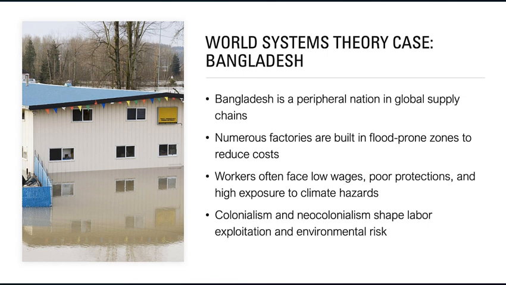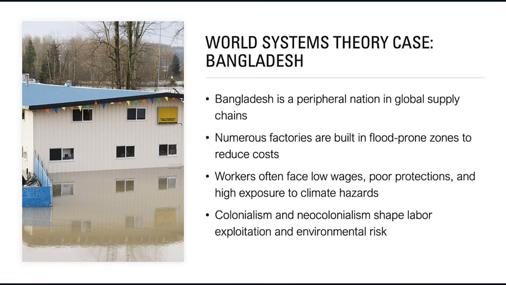When cyclones do strike, the consequences are devastating. In 2007, Cyclone Sidr killed over 3,000 people and displaced millions. In 2020, Cyclone Amphan caused widespread damage to homes, infrastructure, and farmland. These disasters are not just meteorological, they're structural. They reveal how global economic arrangements shape local vulnerability.